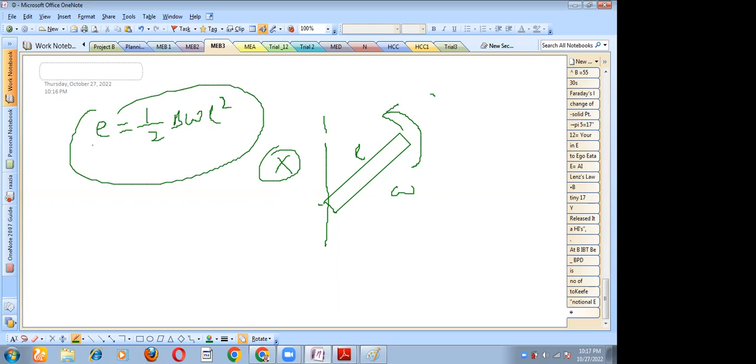This formula, B omega L square by 2, I think both of you know, whenever a rod is rotating in a magnetic field. This is based on the concept of motional EMF. So this formula both of you know, B omega L square by 2. Yes, sir.